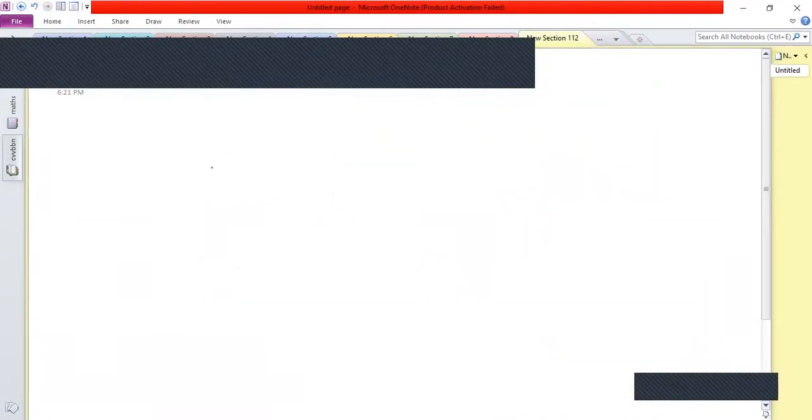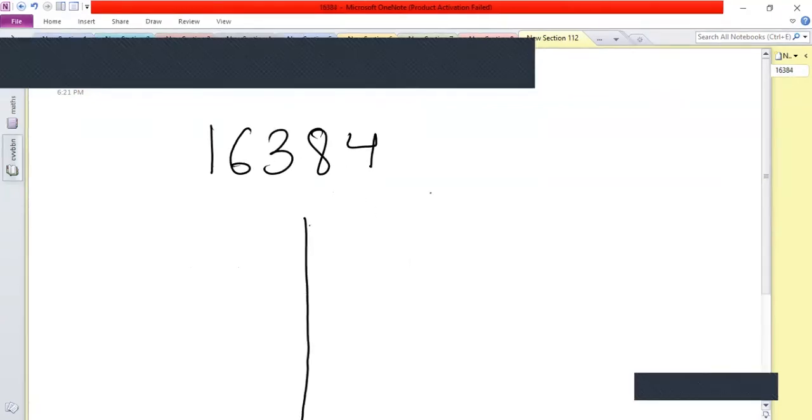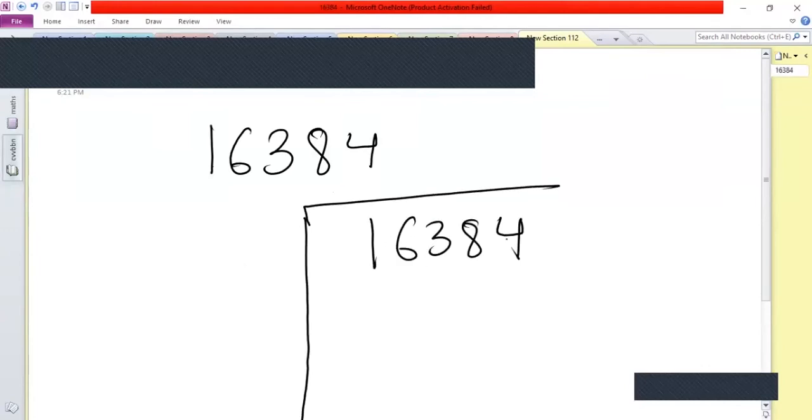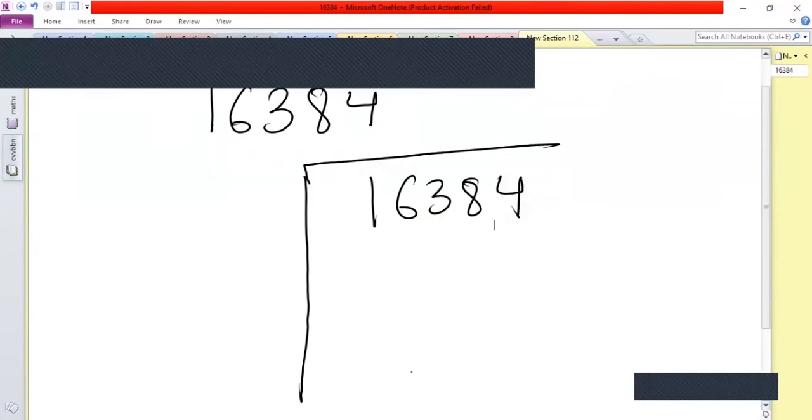Okay, I have to do the long division of 16384. So I can do this with any digit numbers, pairing and everything. But do remember, pairing always starts from the right side. Okay, do this one, pair it.